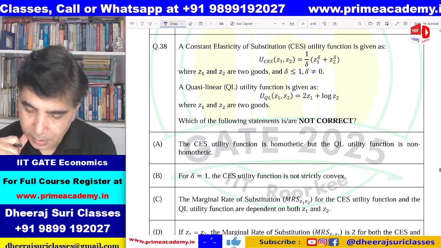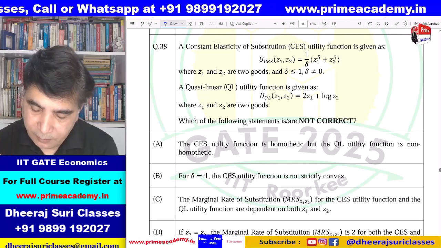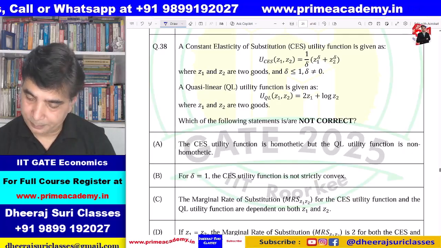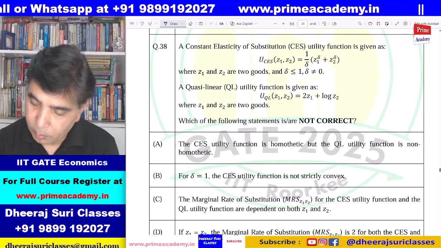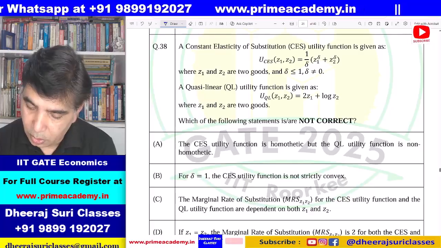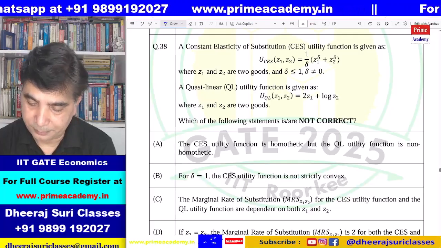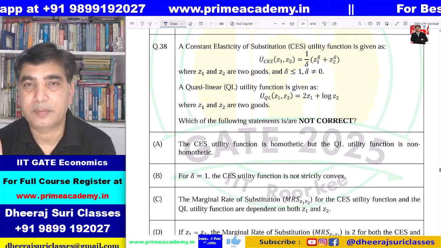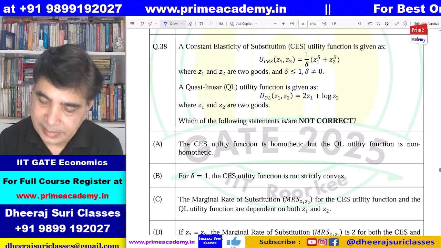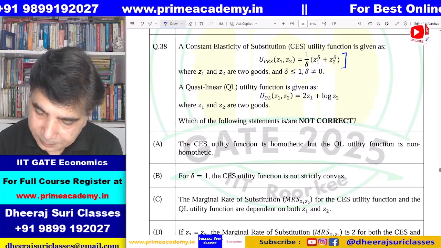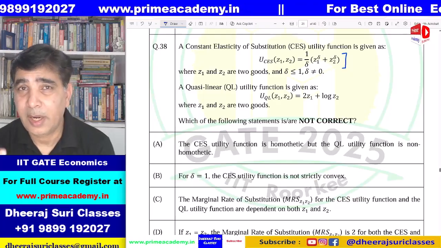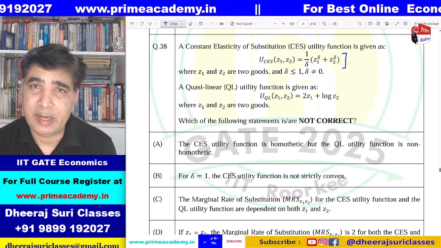Okay. It says the CES utility function is homothetic, but the QL utility function is non-homothetic. Well, this is a correct statement. Why is it correct? You can clearly see that this CES is a homogeneous function, and all homogeneous functions are by default homothetic.